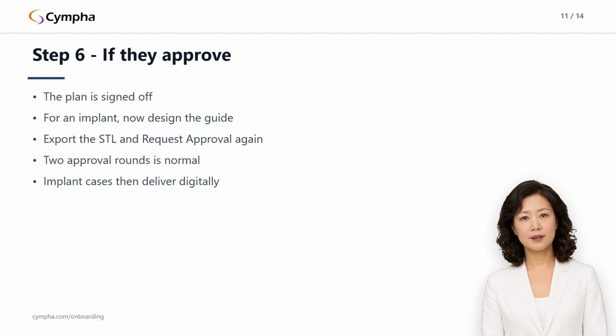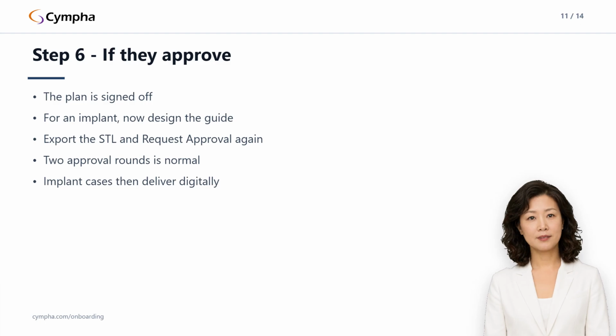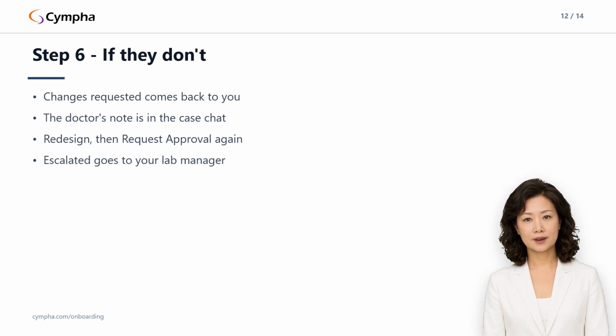If they approve, the plan is signed off, and for an implant that means you now design the actual guide, export the STL, and request approval a second time for the appliance. 2 approval rounds on an implant case is normal rather than a sign something went wrong. Once that final round is approved, an implant case delivers digitally, the system takes it to delivered on its own. You do not set that status by hand. Physical work, where your lab is printing or milling something, is the case that goes through manufacturing and shipping instead.